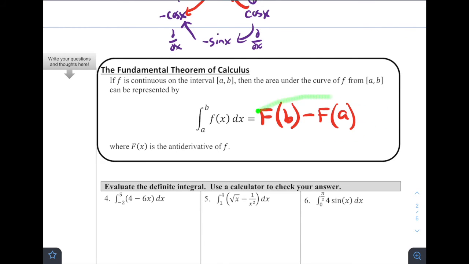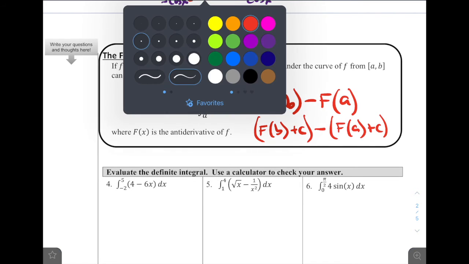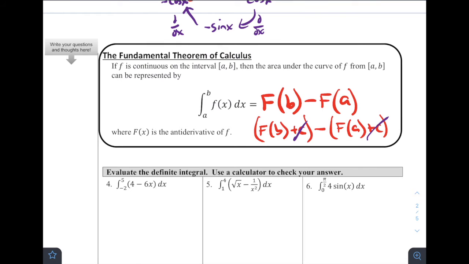Interestingly enough, there's no c's here, and I'll just mention why. Why is there no constant? Because when I take the antiderivative here, this is technically F of b plus c minus the antiderivative at a, so F of a plus c. And then what happens here is we end up distributing this negative sign, so this ends up being a minus c, and then the c's cancel each other out. And so we don't need to actually worry about it.